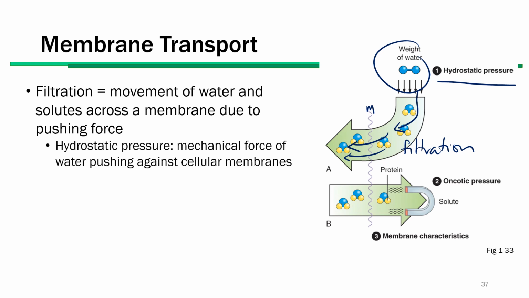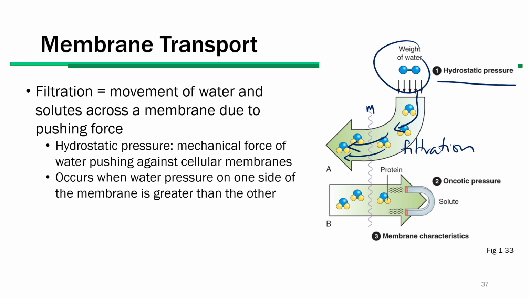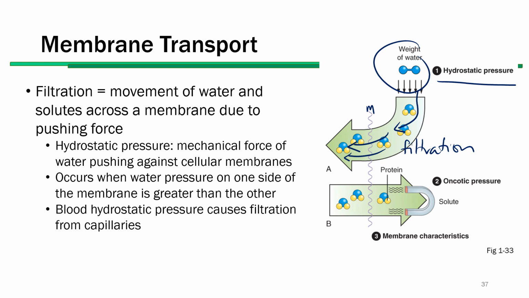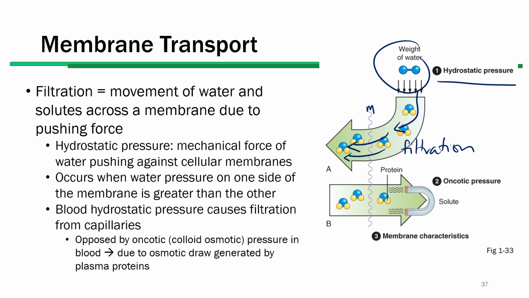Hydrostatic pressure is the mechanical force of the water pushing against that membrane. It occurs when the water pressure on one side of the membrane is greater than the other. Blood hydrostatic pressure causes filtration from the capillaries. It's opposed here by this oncotic pressure. And the proteins here are acting like a magnet.